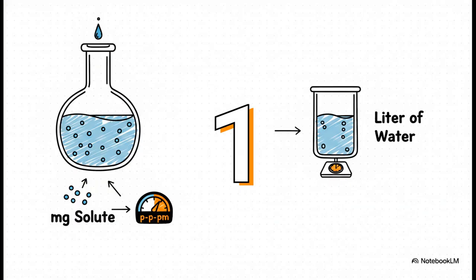We can actually anchor this concept in a really vital, real-world metric based on the density of water. 1 ppm translates perfectly to 1 milligram per liter. This is literally a foundational law of our telemetry. If a system registers 1 milligram of solute per liter of water, the telemetry reads exactly 1 ppm, no exceptions.